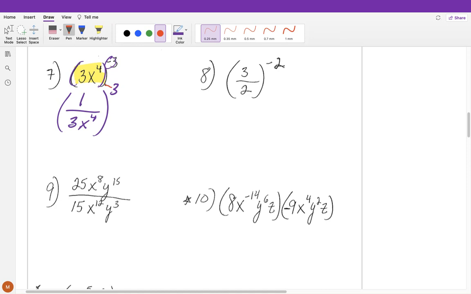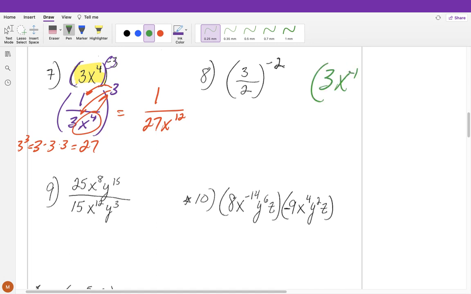So now I have, well, we can say 1 cubed, but that's just 1. And then I have 3 cubed, which is 3 times 3 times 3, which is equal to 27. And then I have x to the fourth being raised to the third power. We multiply and get x to the 12th. So we can do that by flipping to make it positive.